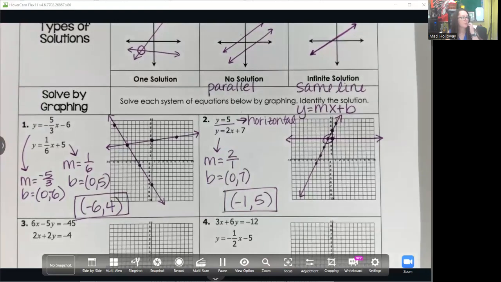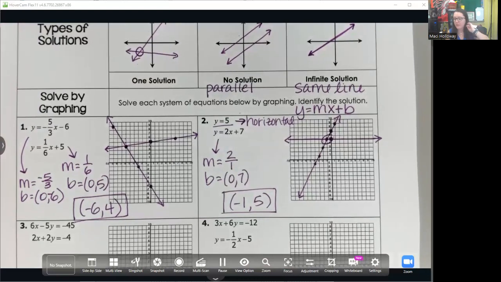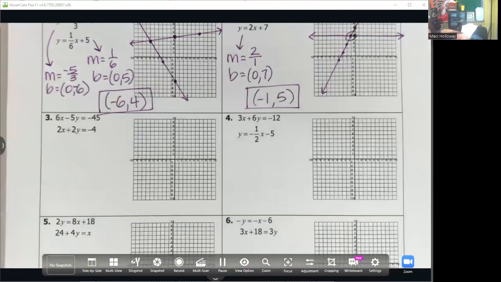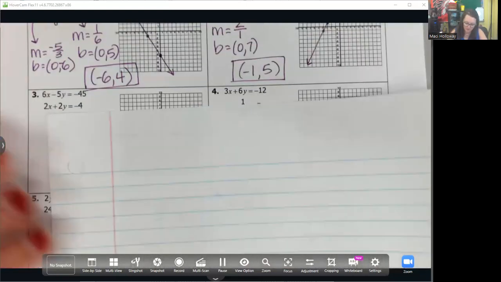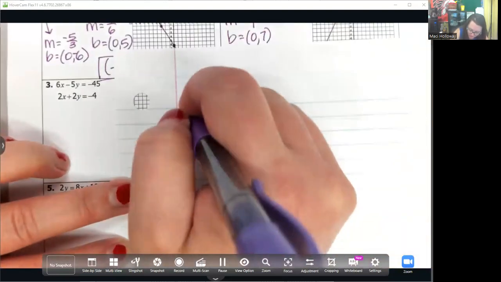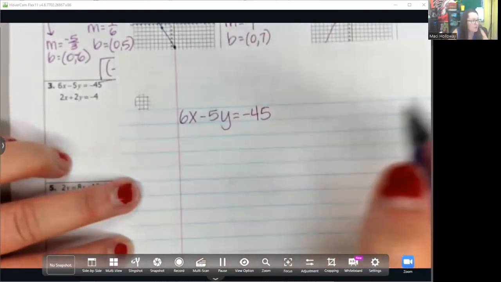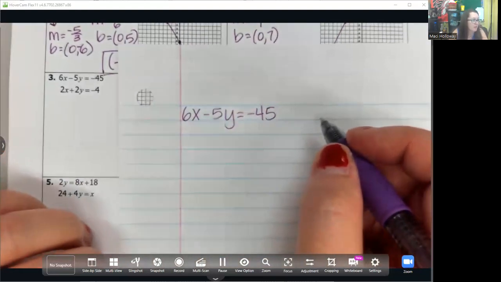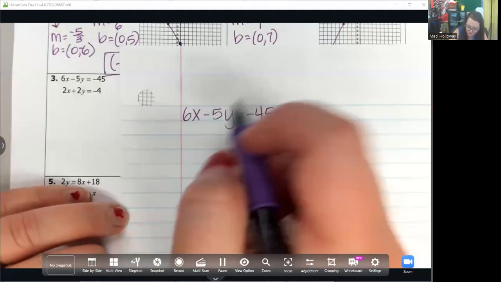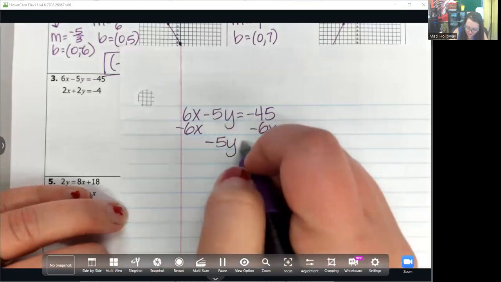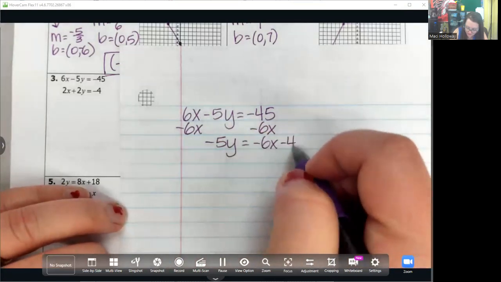All right, let's try number 3. If you notice on number 3 that neither of them are written in y equals mx plus b. So my first goal is to write them in y equals mx plus b. So I'm going to do it on this piece of paper just so I have enough room. So we have 6x minus 5y equals negative 45. And we took notes on this back in your journal about graphing linear equations. Subtract your x value is our first step. So we have negative 5y equals negative 6x minus 45.